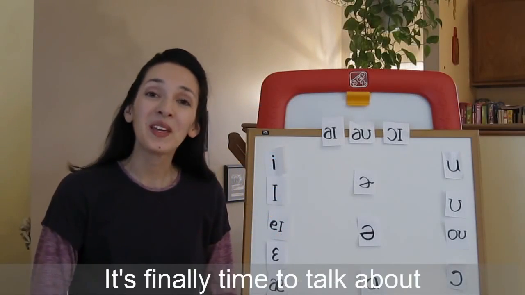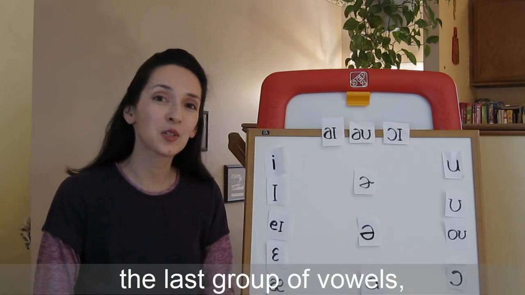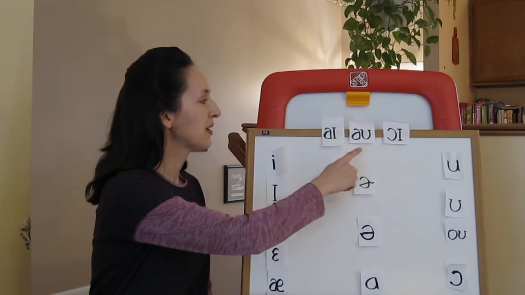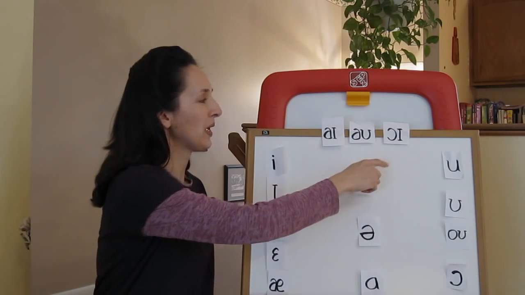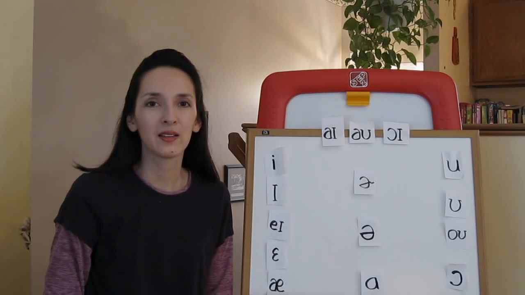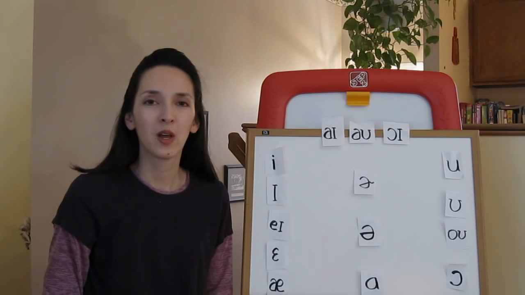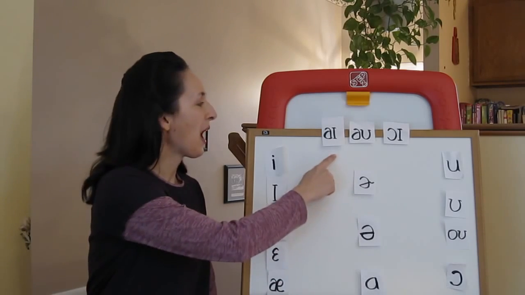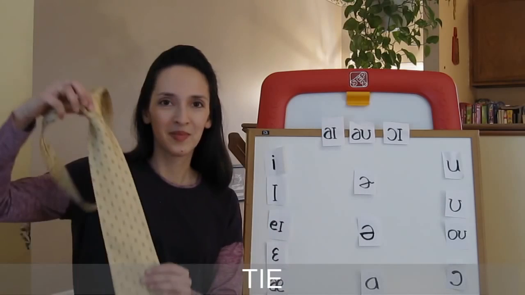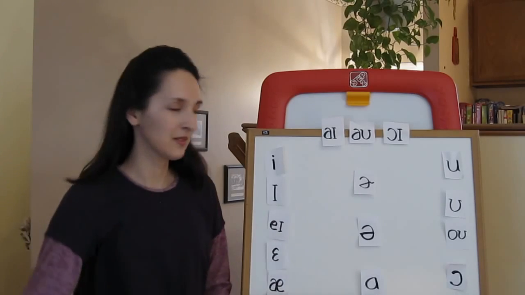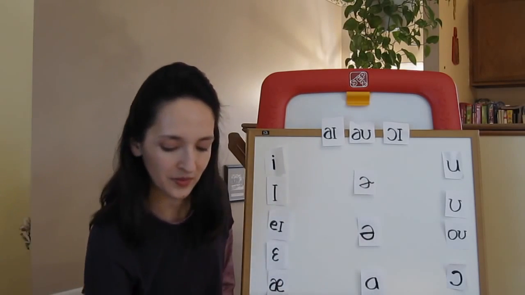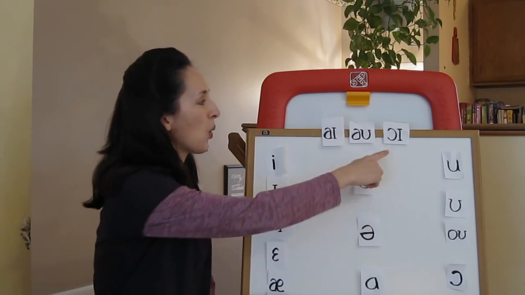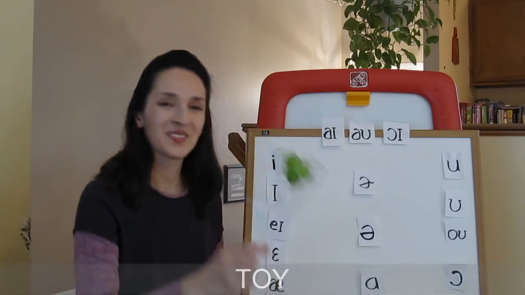Hello everyone. It's finally time to talk about the last group of vowels, the diphthongs. They are I, ow, oi. Let me give you some keywords. I, tie. Ow, owl, cow. Oi, toy.